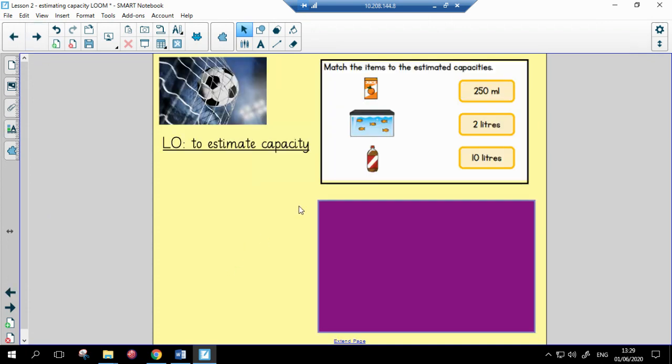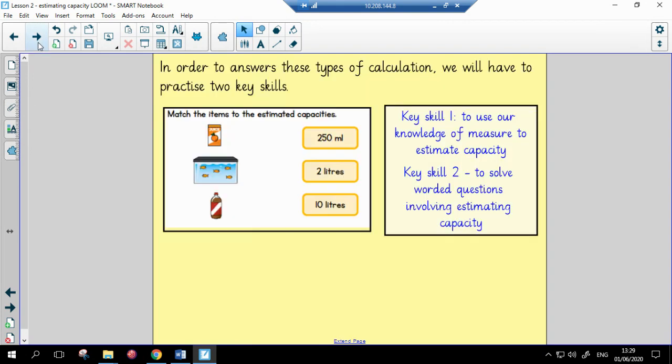So today's lesson is to estimate capacity, so that we can answer questions like this when we ask how much we think an object might hold. To be able to do this, we're going to practice two key skills. The first skill is to use our knowledge of measure to estimate the capacity of an object, and the second skill is to solve worded problems and worded questions involving estimating capacity.